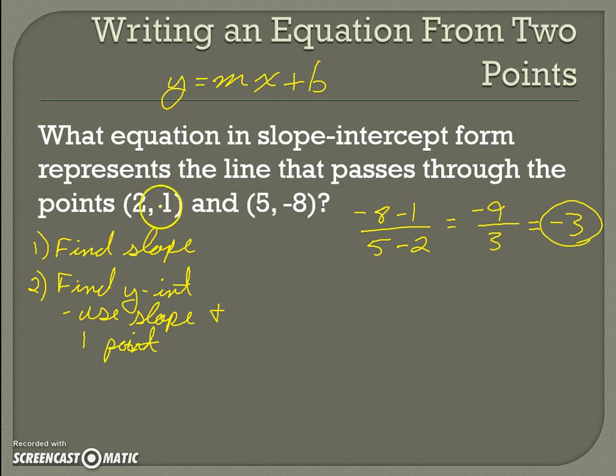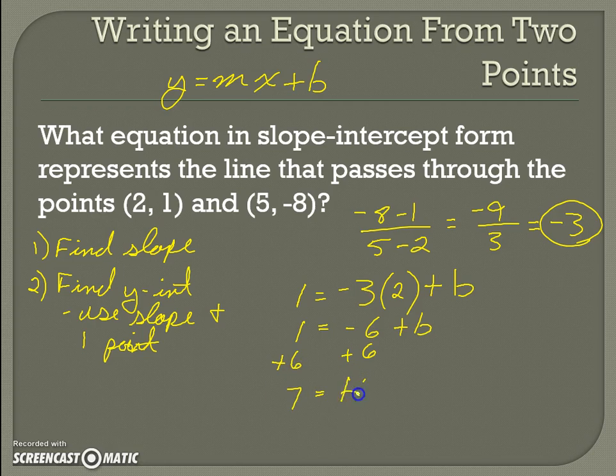I know that the point (2, 1) makes this a true statement. So I'm going to fill those in. My y is 1. Instead of m, my slope is -3. Instead of x, I'm going to write 2. The value that I don't know is this b, so I do plus b, and that's what I'm solving for. So here I have -3 times 2 is -6. Then I would add 6 to both sides, and I get 7, which equals b. So this is my y-intercept.